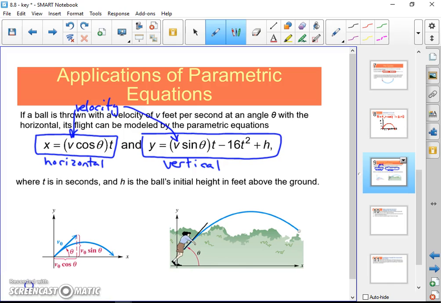V is representing the velocity, and over here H is representing the initial height. So like a golf ball hit off the ground would have an initial height of 0. But there's going to be an example where a girl hits a softball from 2 feet in the air, then H would equal 2. Okay, and maybe you remember this number from physics class, talking about gravity. But anyway, we've got this parametric representation of some kind of object in flight.